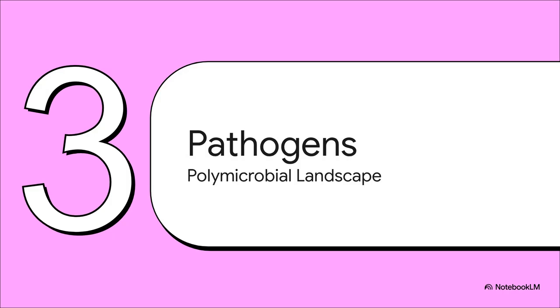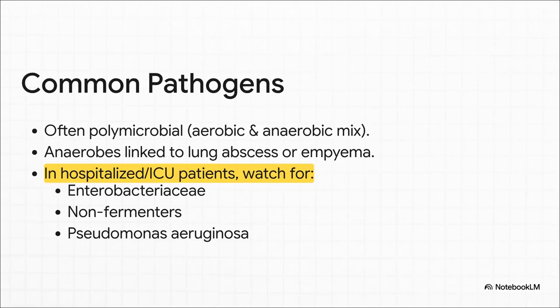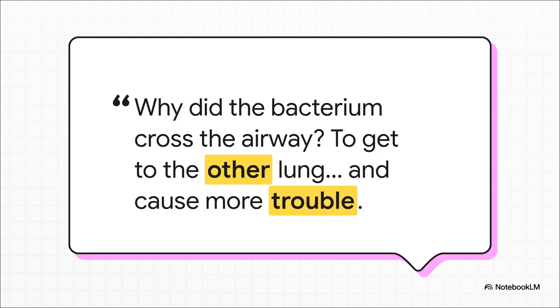Okay, let's talk about the culprits themselves, the pathogens, and how we figure out their weak spots. So one of the first things to get your head around is that this is almost never a one-bug show. It's usually polymicrobial, a real mixed bag of aerobic and anaerobic bacteria. Anaerobes are especially tied to the nasty stuff, like abscesses or empyema. And this is critical. Where your patient is matters. If they're in the hospital, especially the ICU, your list of suspects has to include the heavy hitters, like Enterobacteriaceae, non-fermenters, and of course, Pseudomonas aeruginosa.